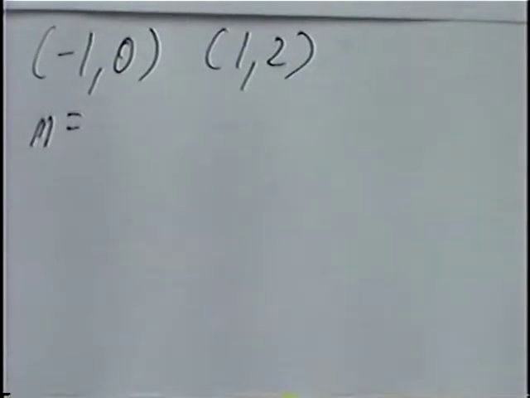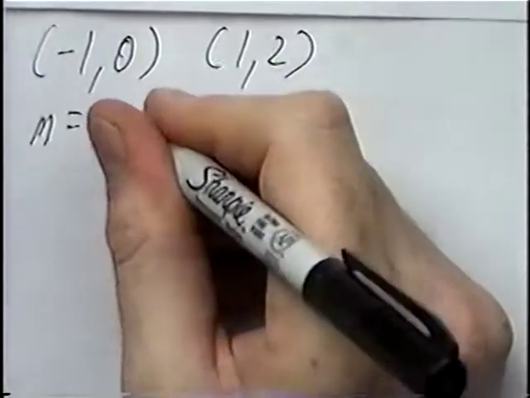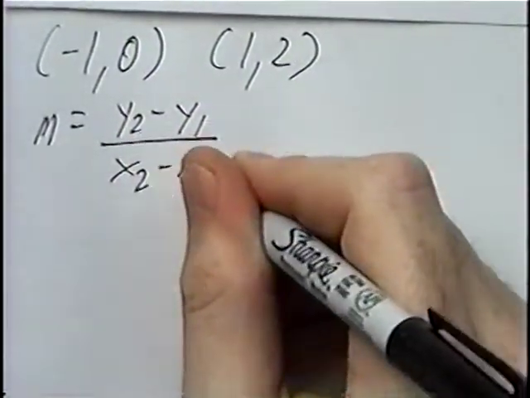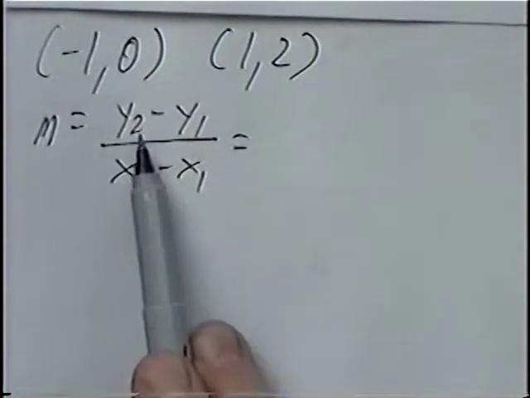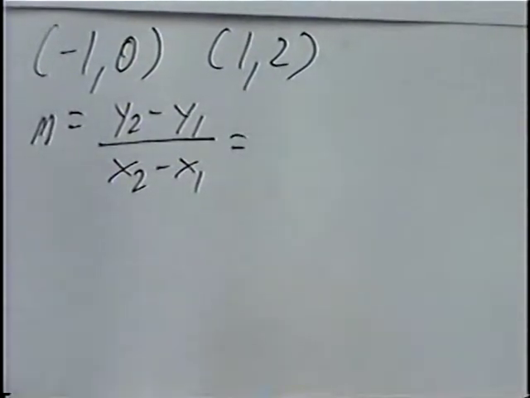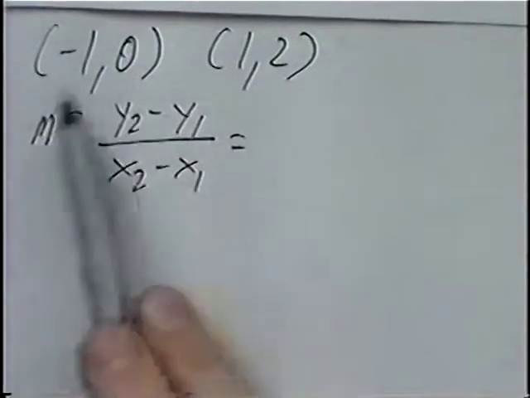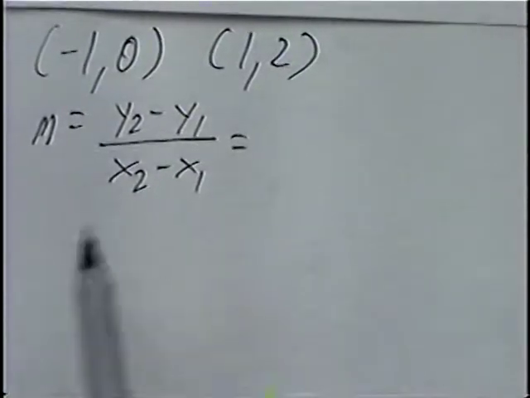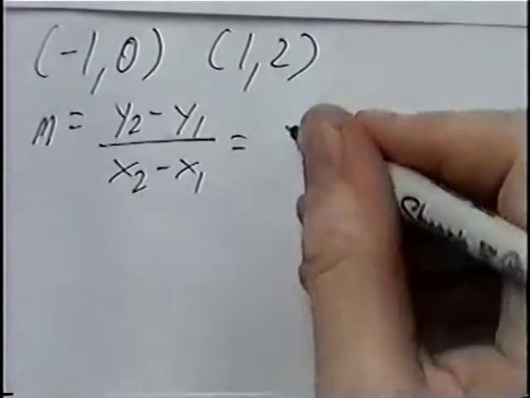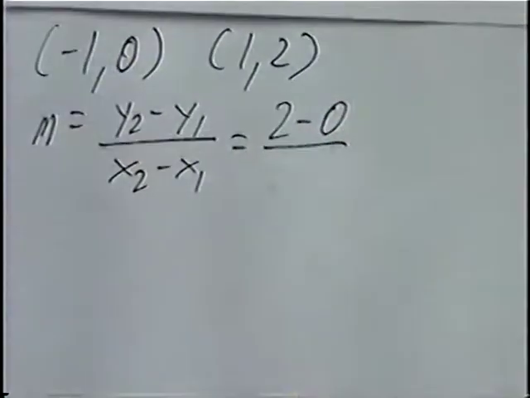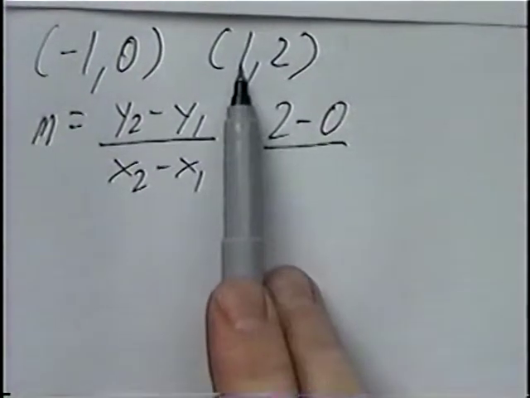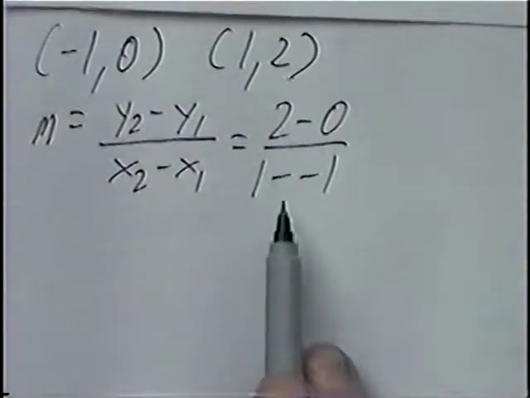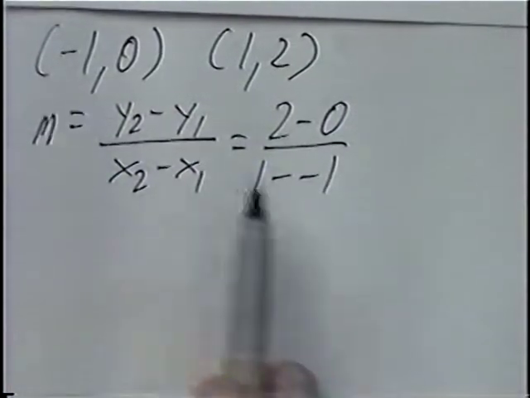If you remember from previous sections, the equation for the slope m is y2 minus y1 over x2 minus x1. y2 and x2 are the values in the second point, and y1 and x1 are the values in the first point. So plugging the numbers in, y2 minus y1, the second value 2 minus the first value 0, and the x values, second x, which is 1, minus the first x, which is a negative 1. And again, we'll have a minus from the equation and a minus from the negative 1.